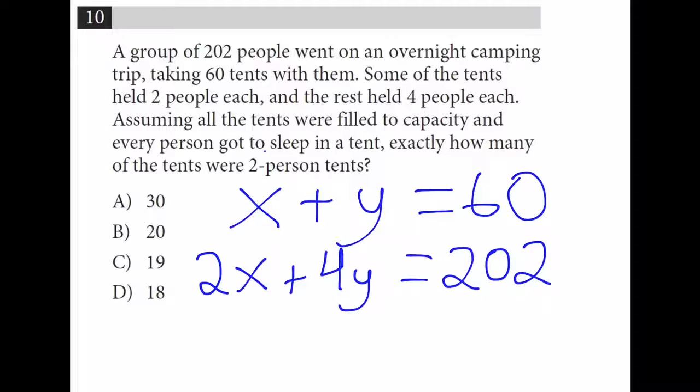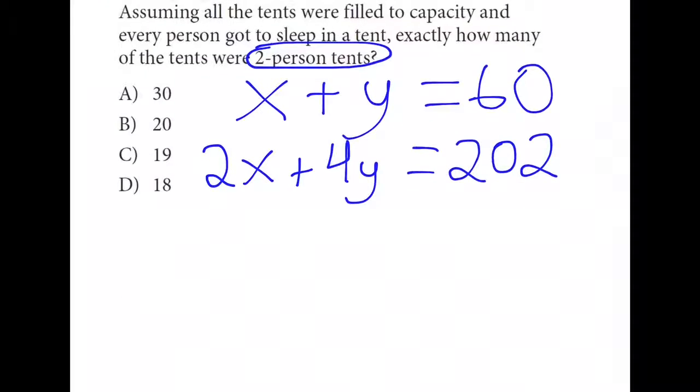The last part of this problem asks how many of the tents were two-person tents. The way I set up this system, X represents the two-person tents, while Y, those tents hold 4 people. So I want to figure out what X is equal to. The fastest way to do this is to solve the top equation for Y. That way I can replace the Y in the second equation with an X, and I will have canceled out the Y's.